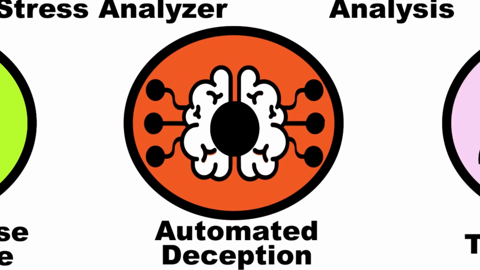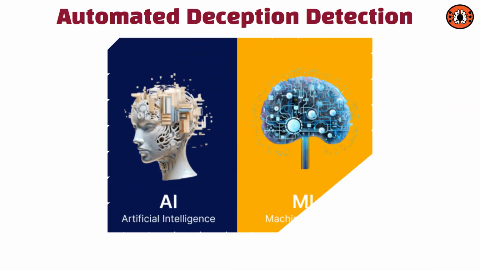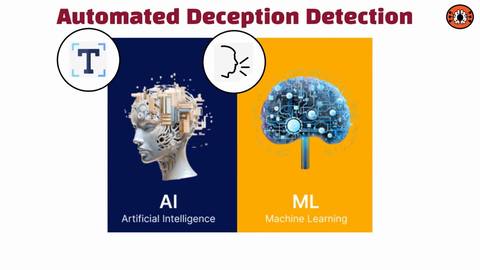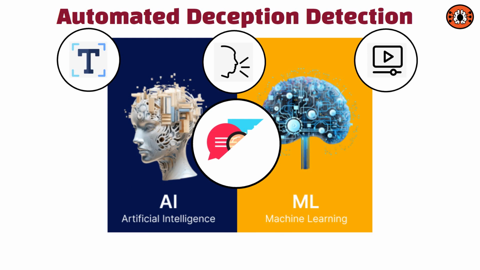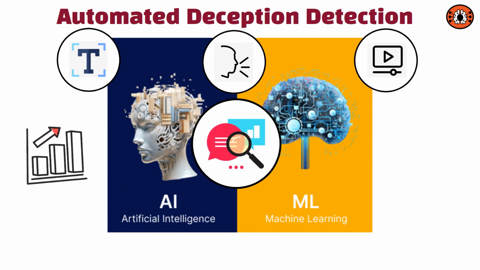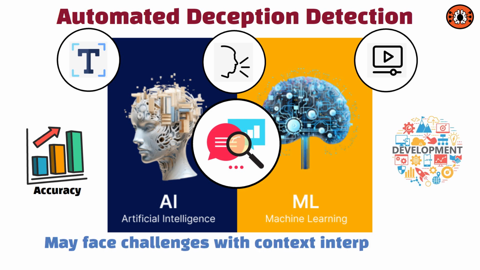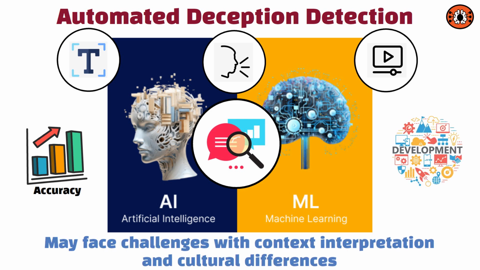Automated deception detection. Researchers are developing AI and machine learning algorithms to detect deception in text, speech, or video. These systems analyze multiple factors simultaneously, potentially improving accuracy over single method approaches. However, they are still in development and may face challenges with context interpretation and cultural differences.